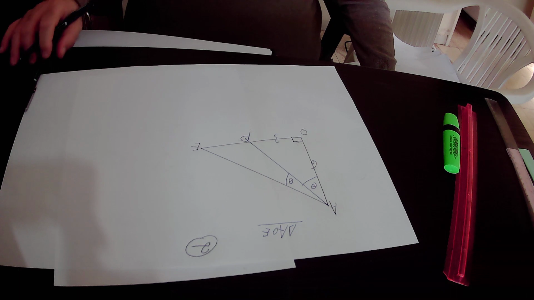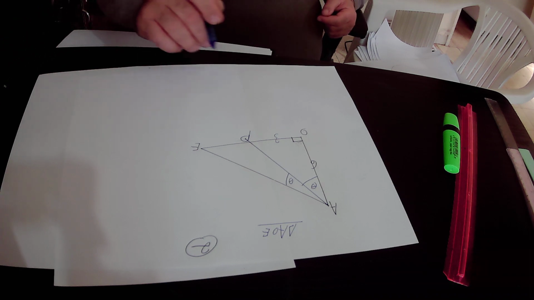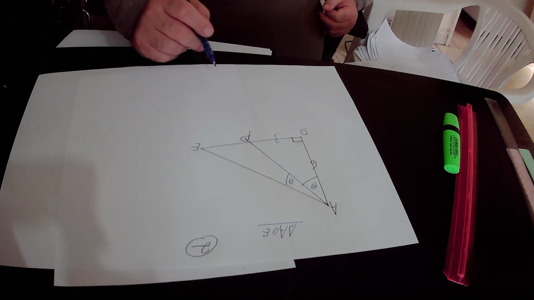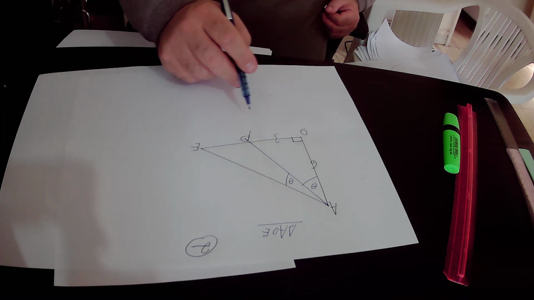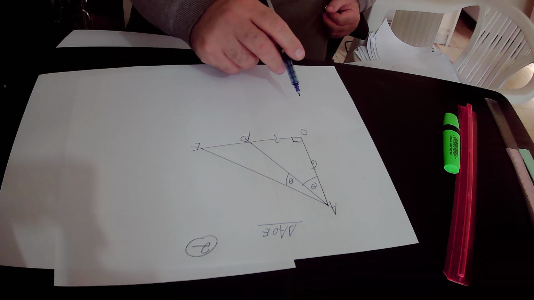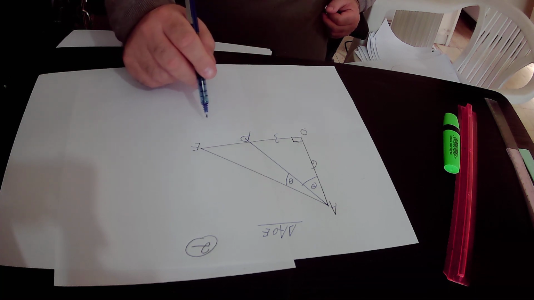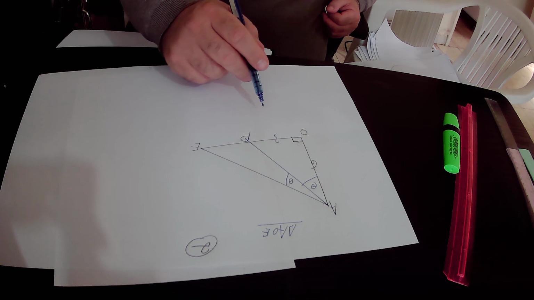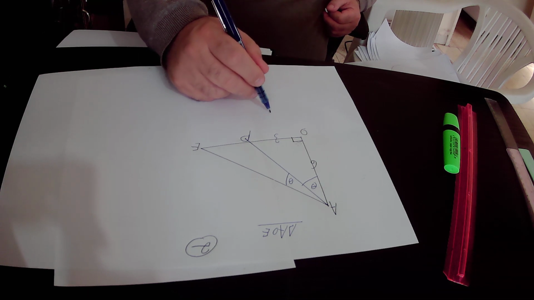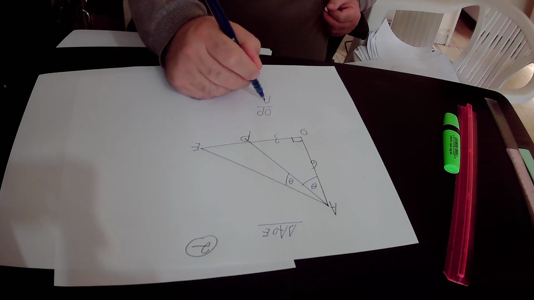So actually, according to angle bisector theorem, the angle bisector AP divides the side that it hits, side OE. It divides this into two parts. The first part is OP and the second part is PE. And the ratio between those two parts is OP over PE.